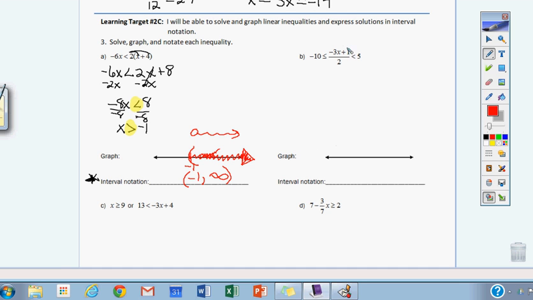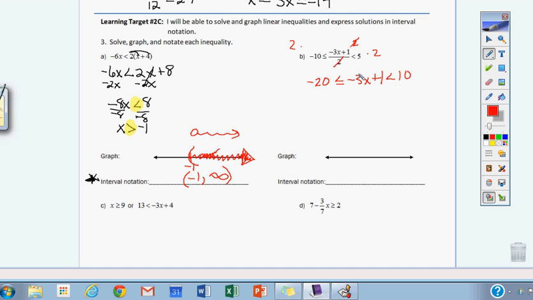All right, part B here, we're going to multiply. I want to do everything I do to the middle to the sides. I'm trying to do work here to get x by itself in the middle. So watch this. I'm going to multiply by 2 over 1. Why? Because the 2's cancel when I do that. But I have to do that to the right, and I have to do that to the left. So this is going to become negative 20 less than or equal to negative 3x plus 1 less than 10.